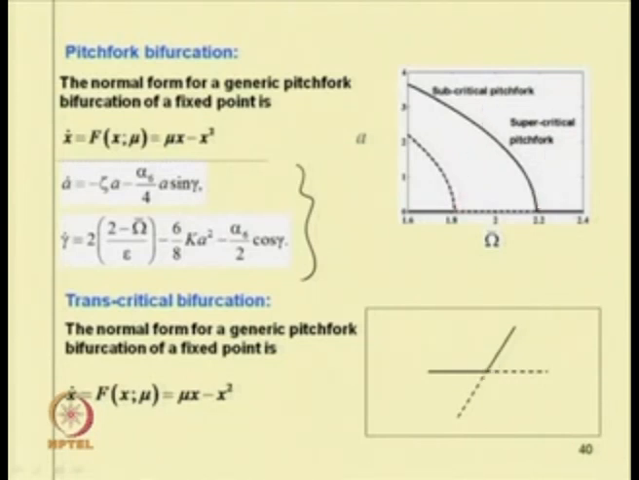At this point, from a stable branch we have a stable branch, so this is supercritical pitchfork. And here, from a stable branch we have an unstable branch, so this is a subcritical pitchfork bifurcation.